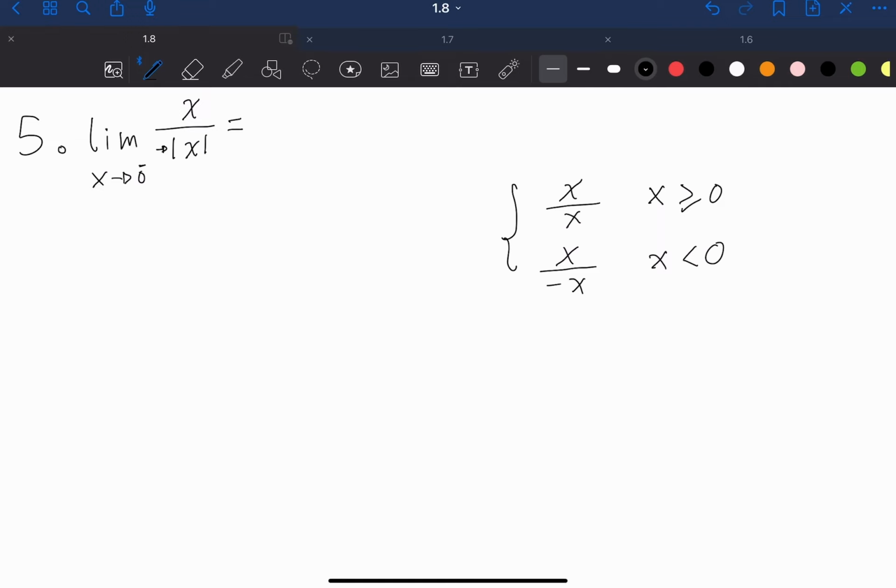But I can still factorize a little here. Well, not factorize, but divide. What is x over x? That is 1. What is x over minus x? Negative 1. You see?